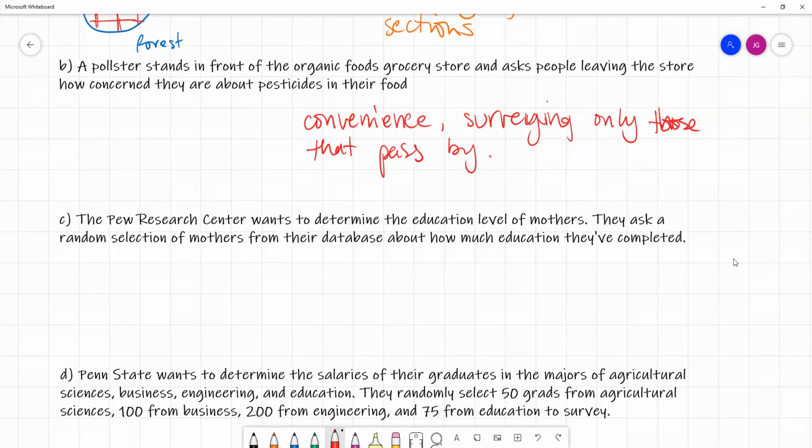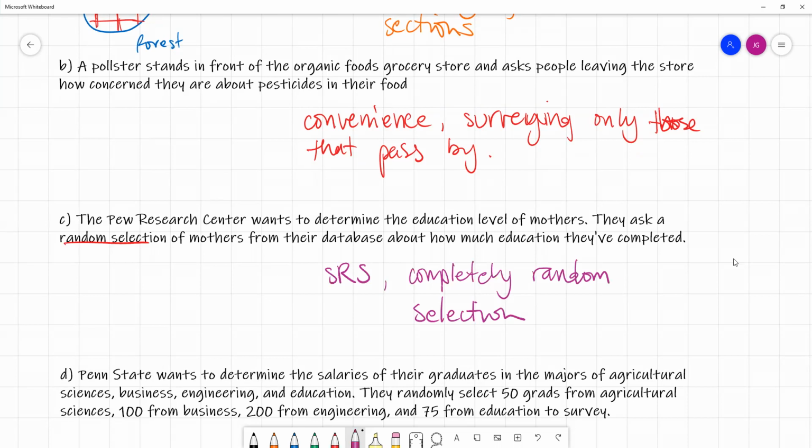Okay, so the lack of details here and the fact that it's just a random selection of mothers from their database tell us that this is a simple random sample, SRS. Completely random selection, okay? And that's pretty much the key to telling you that this is a simple random sample. It's completely random. Of course, they don't tell us how they did it. They don't tell us that they did it with a random number generator or if they just put a bunch of names of these mothers in a hat. But we can infer from the fact that it's just a random selection, and they don't have any other details to share with us, that this is a simple random sample, okay?